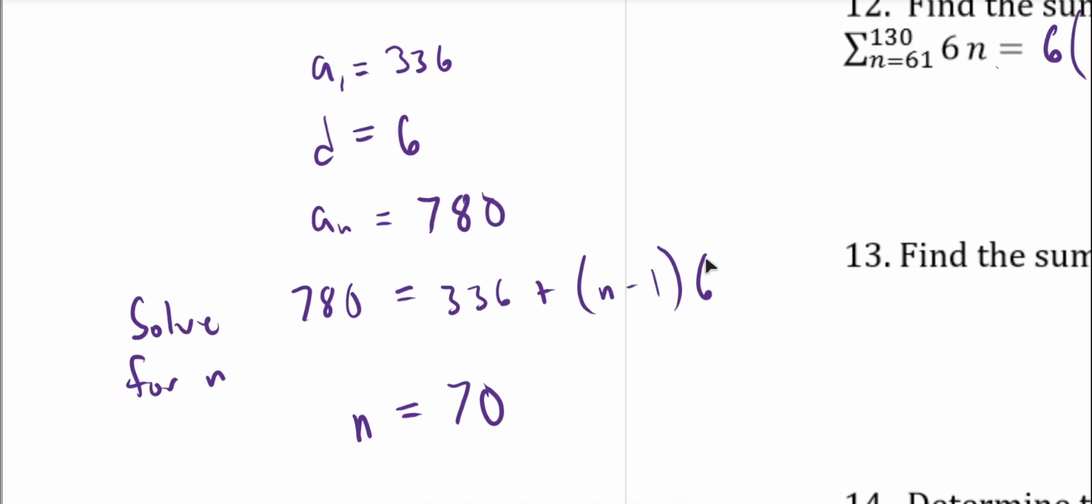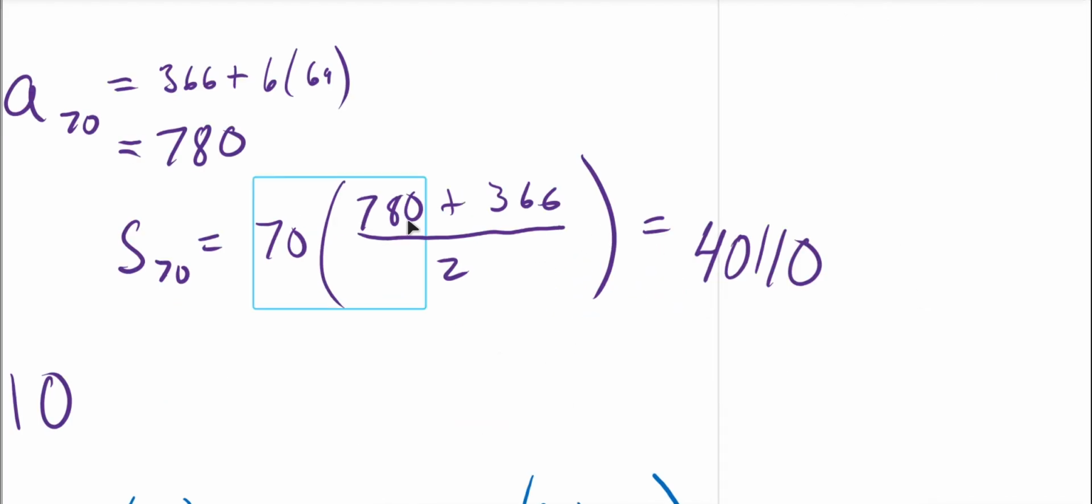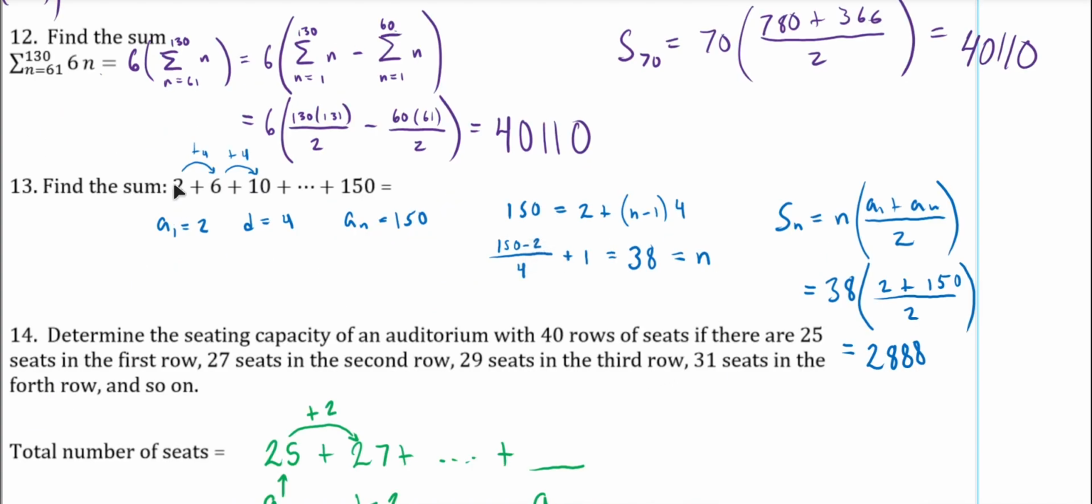So what is n? Well, we saw how to solve for that in a previous problem. We plug in what we know, and we solve this expression for n to get 70. Once we have a1, an, and n itself, we can plug them into our expression and solve to find the same answer. Here we have a similar problem.